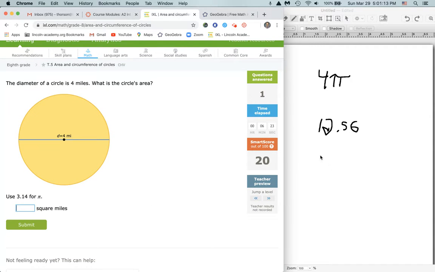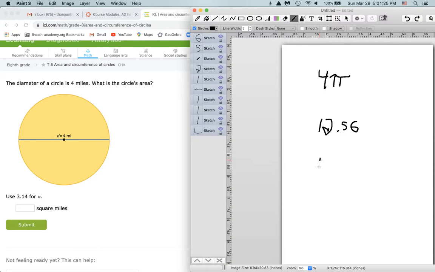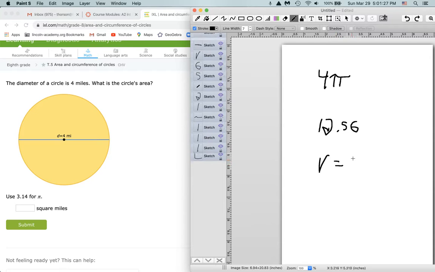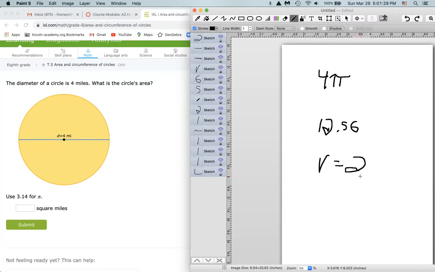Here's another problem. It says the diameter of a circle is 4 miles. What is the circle's area? So it gives us the diameter. We don't want the diameter. We need the radius. Well, if the diameter is 4, then the radius would be 2, and then I square that because I get 2 squared times my pi.